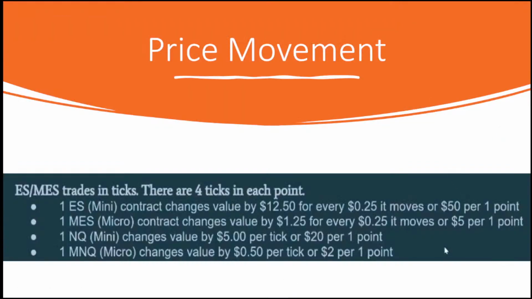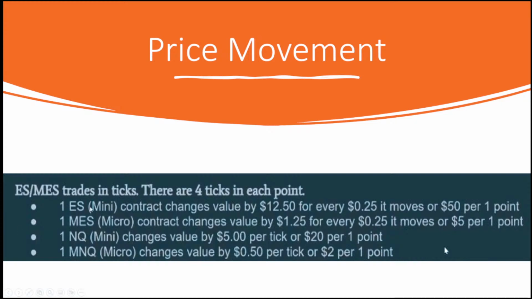So let's talk about price movement. Let's talk about how we make some money. So on ES, MES, it trades in ticks and points. So 4 ticks is 1 point. So most of the time you're going to hear people talk about a point because ticks are small and it's hard to count a bunch of ticks in a row. So you'll say, oh, I'm looking for 4 points here. Oh, I got 4 points there. So what does that even mean?